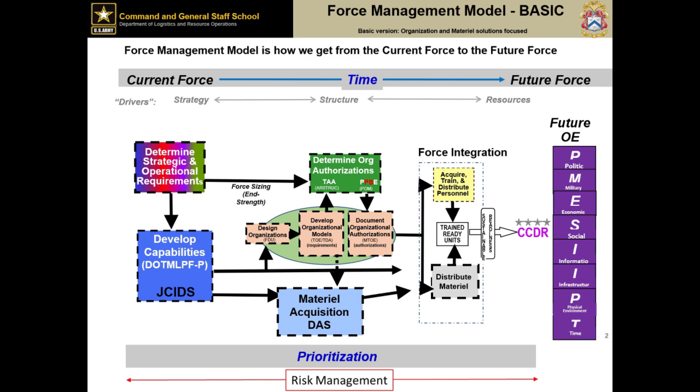So this is the force management model we've seen. This is the basic version where we only focus on the organization material solutions. Previous classes we've talked about determining the strategic and operational requirements from the NDS, the NSS, the NMS, COCOM plans, the Army plan, those types of things, the Army operating concept tells us what we need to be able to do. And then the last class, we talked about JSIDs, how we develop our recommended solutions to capability gaps we've identified through the Joint Capabilities Integrated Development System.